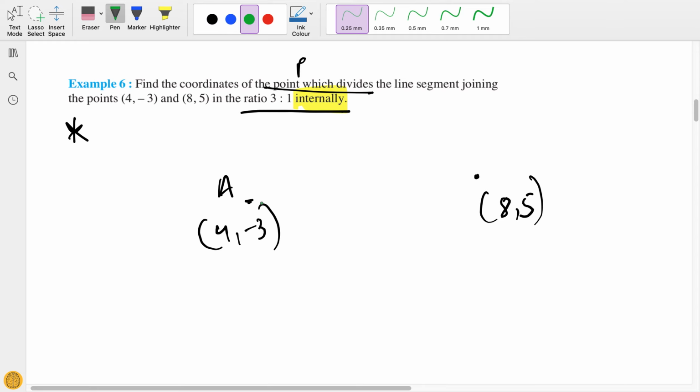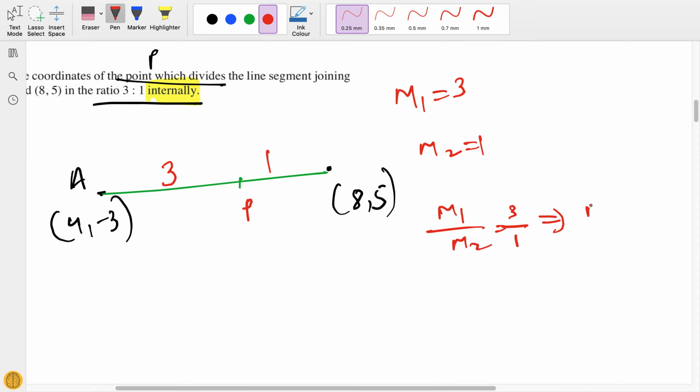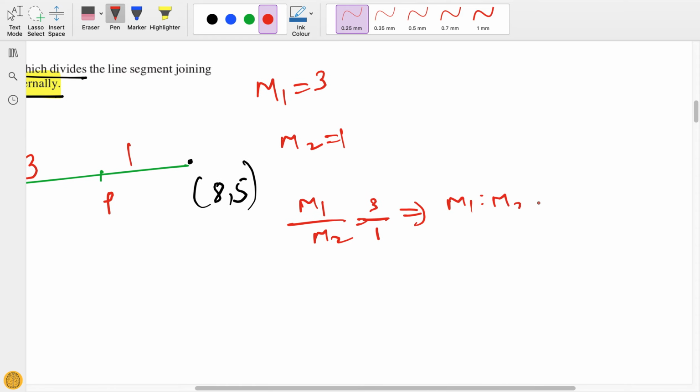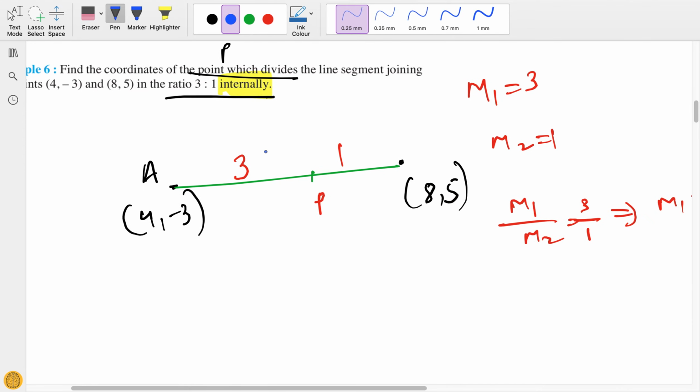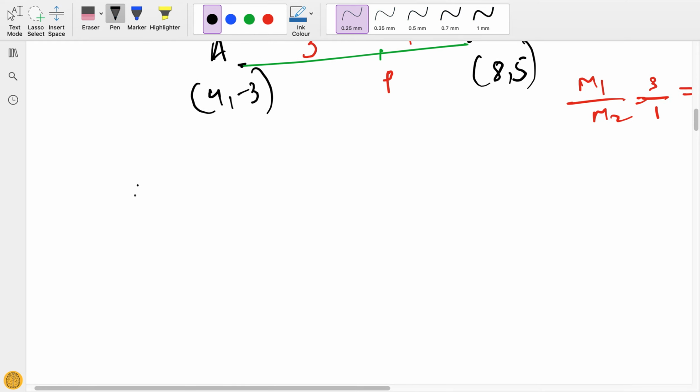So the ratio is, let's see, this is the line. This is the point P, and this point P divides the line between these two points in the ratio 3:1. So we know m1 is 3, m2 is 1. You can write m1 by m2, the ratio is 3:1. They are just trying to say this: m1 is to m2 is equal to 3:1. So let's take m1 equal to 3 and m2 equal to 1. So we can find the formula. What's the formula for this point P?